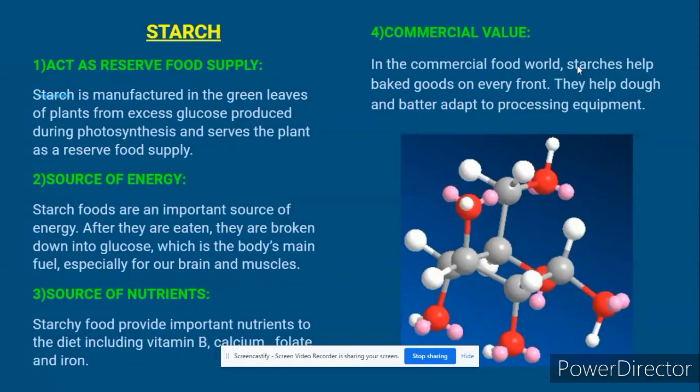Starches also act as a source of nutrients. Starchy food provides important nutrients to the diet, including vitamin B, calcium, folate, and iron. And about the commercial value, in the commercial food world, starches help baked goods on every front. They help dough and batter adapt to processing equipment.